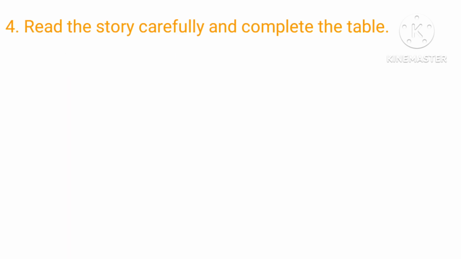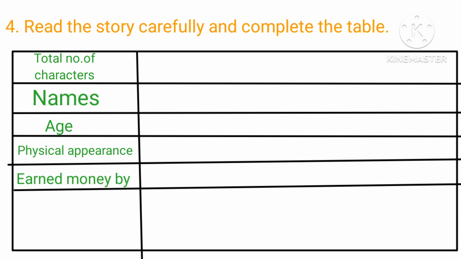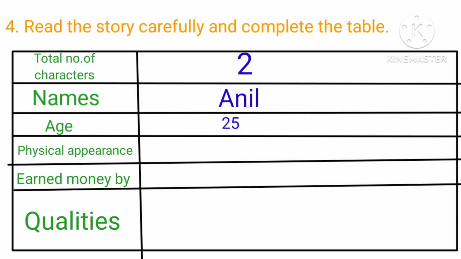Fourth activity, read the story carefully and complete the table. Here in first column, total number of characters. In second column, names. Third column, age. Fourth column, physical appearance. Fifth column, earn money by. Sixth column, qualities. So total number of characters are 2. First character name is Anil. His age is 25. His physical appearance is tall, lean, clear face.